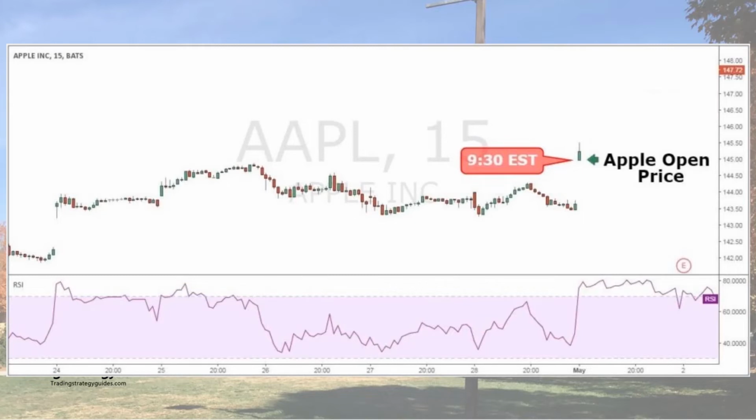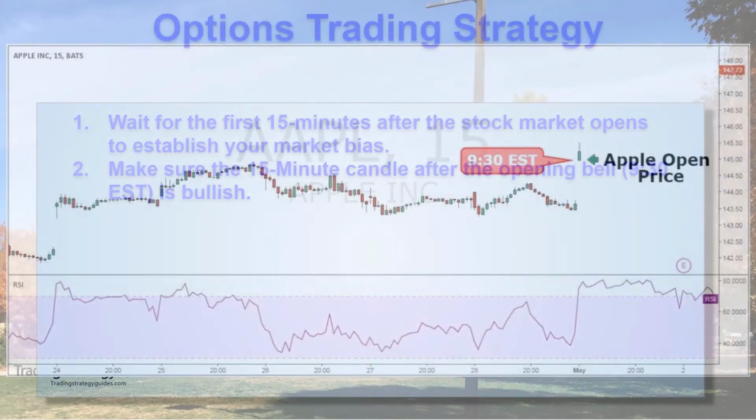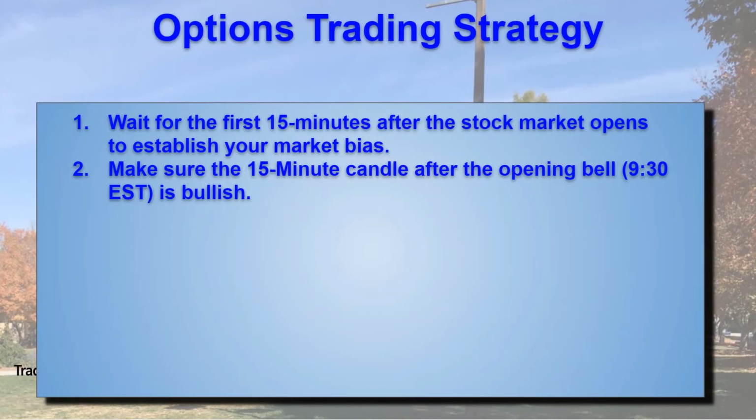The New York Stock Exchange opens at 9:30 Eastern Standard Time, or New York time, which is the same as 1:30 p.m. GMT for those trading from Europe. This brings us to step number 2. Make sure the 15-minute candle after the opening bell is bullish.